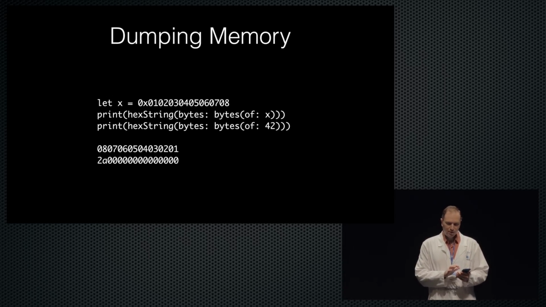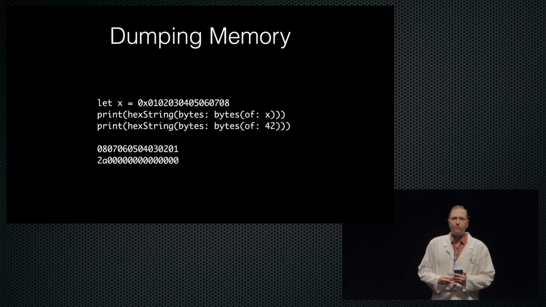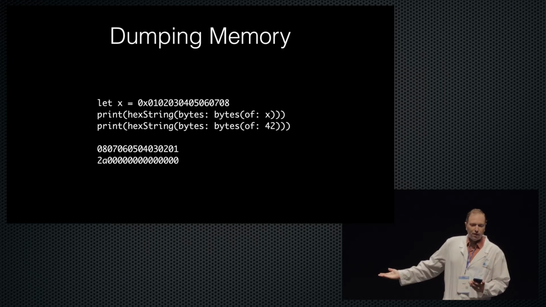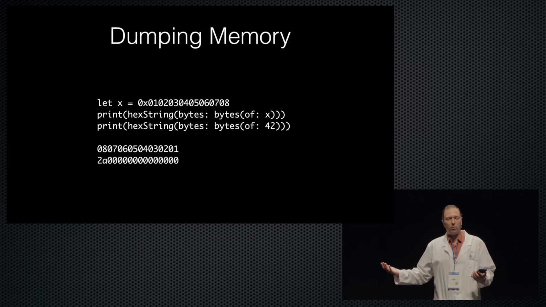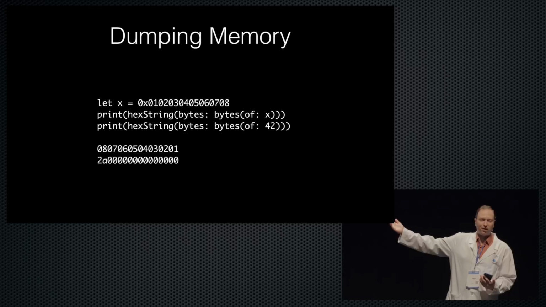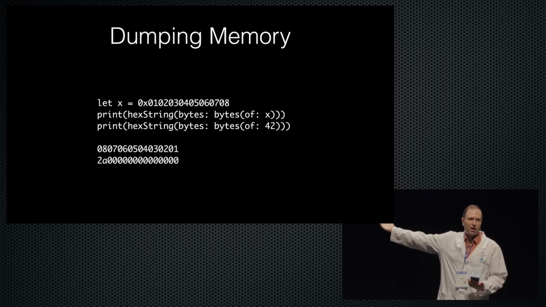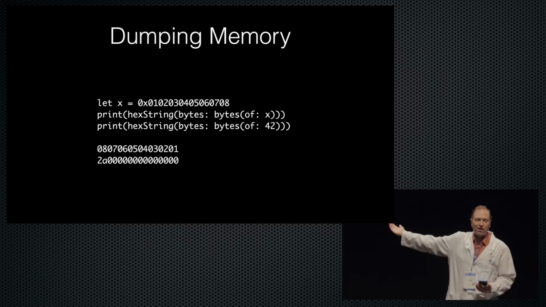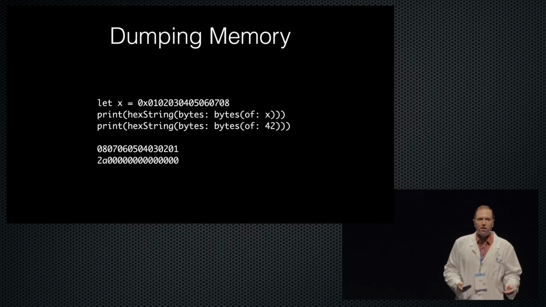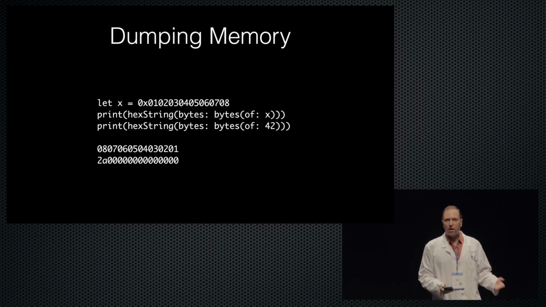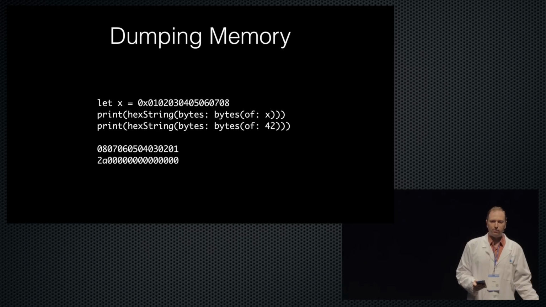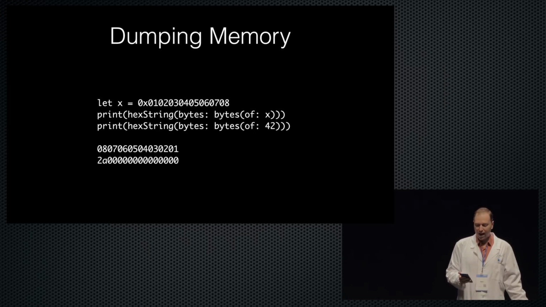So if we use that, then we get this instead. Same basic thing, except instead of printing decimal, we get hex. So 1, 2, 3, 4, 5, 6, 7, 8 comes out just as it did before. And then 42 comes out as 2a, since that's what 42 is in hexadecimal, followed by a bunch of zeros. So this lets us dump this stuff out in a form that we can understand, but that's still close to what the computer has.